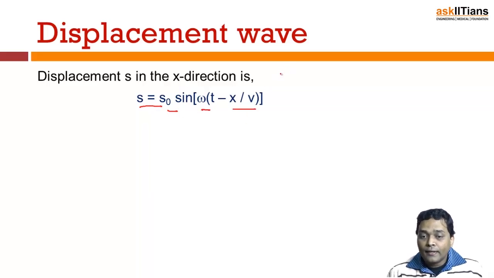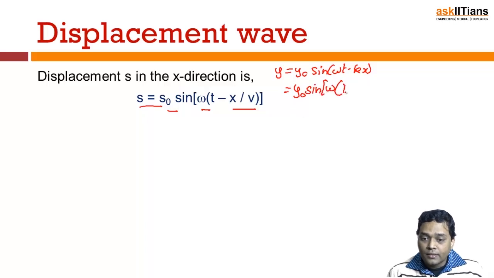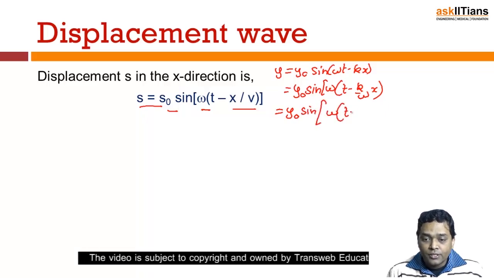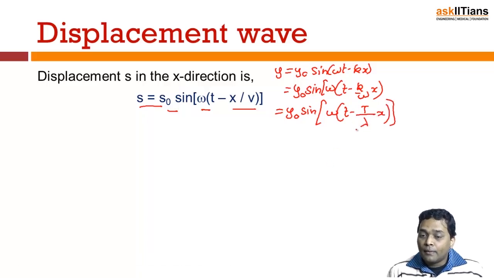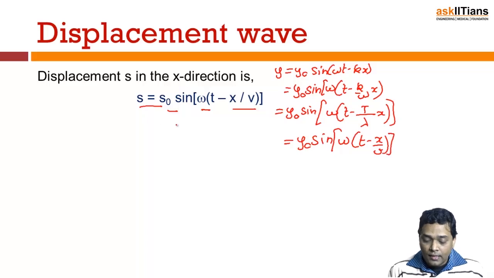If you remember, we had written down an expression like y = y0 sin(ωt − kx). If we take out the factor of omega, we get sin ω(t − (k/ω)x). But k/ω can be simplified, so you can write this as y0 sin ω(t − (T/λ)x). Now T/λ is nothing but the inverse of the wave velocity, so we can write it in terms of the wave velocity, and we get t − x/v. That's the result.